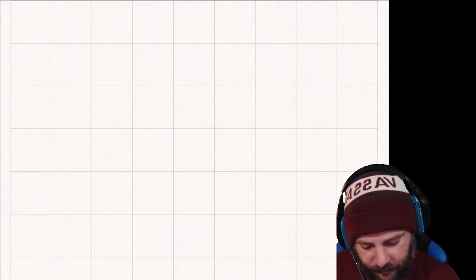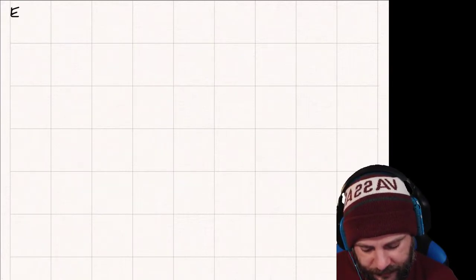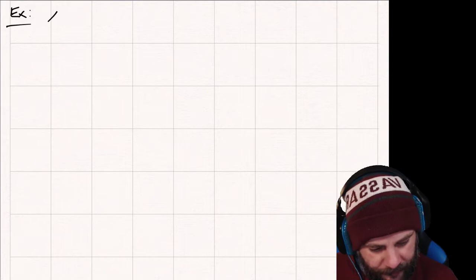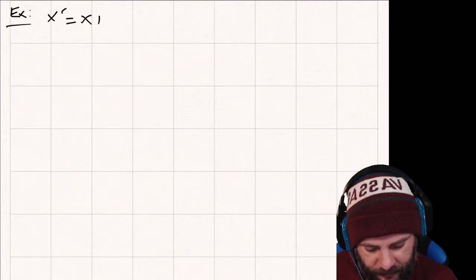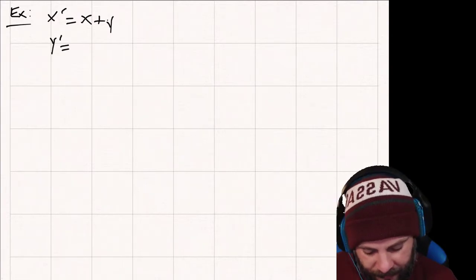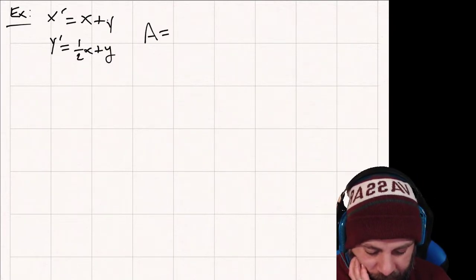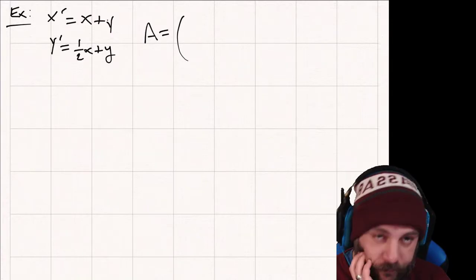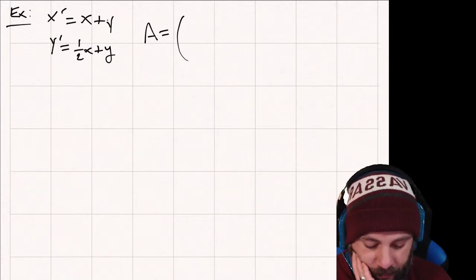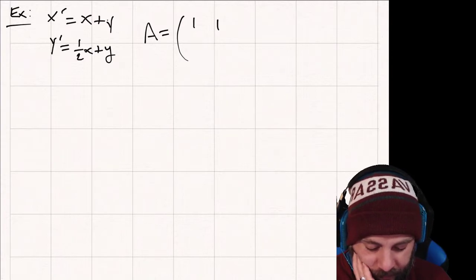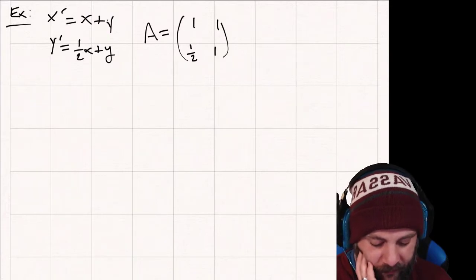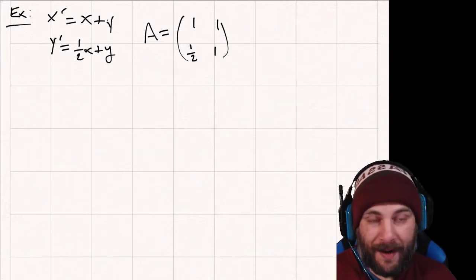Okay, so let's go ahead and we'll do the first example here with x prime equals x plus y, and y prime equals 1/2 x plus y. Take a moment and figure out what the coefficient matrix is. Okay, it shouldn't be too hard. We got 1, 1. Those are the coefficients for the x and y respectively. The 1/2 and 1 in front of the x and y respectively on the y prime equation.